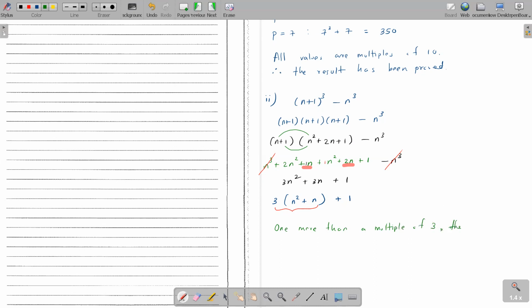Therefore, it is not divisible by 3 for any natural number. Okay, so that's the end of that sum.